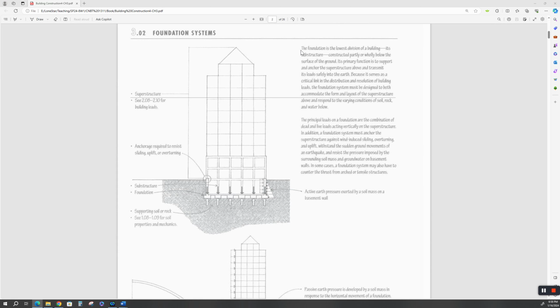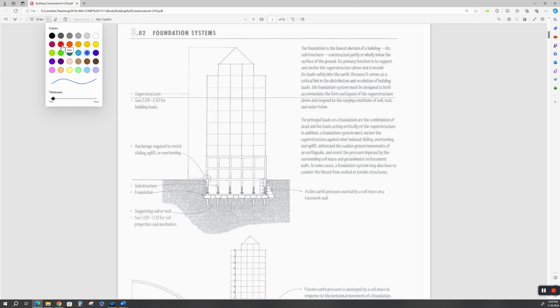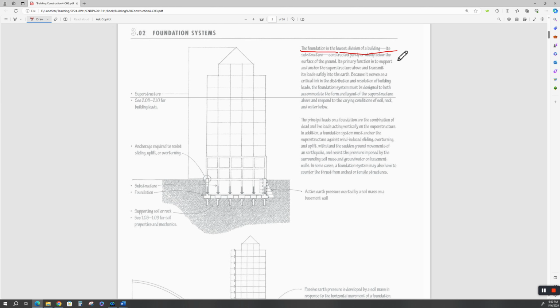The foundation, according to Ching, and since that is our book, the foundation is the lowest division of a building. Well, okay, fine. It's the substructure. So we would call this the substructure, or Ching does. I call it the foundation. The foundation is the substructure. And the foundation is what the substructure sits on. It's all a part of the foundation.